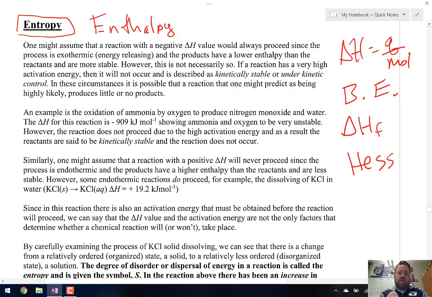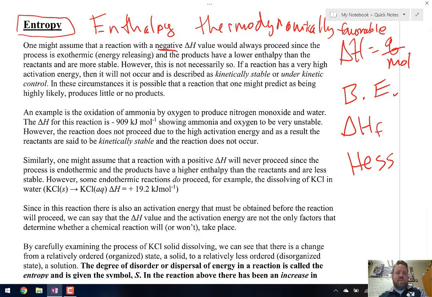Okay, and so when we think about something having a negative delta H value, we're thinking of it as exothermic. Well, if it's exothermic, it releases energy. It's always going to be thermodynamically favorable. Okay, and we're going to be using that term quite a bit over the next couple days. Thermodynamically, there's a C in there. Favorable really just means: does the reaction happen without any outside influence?